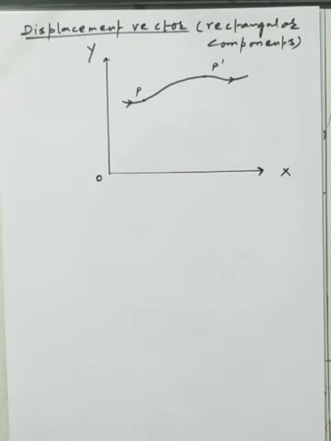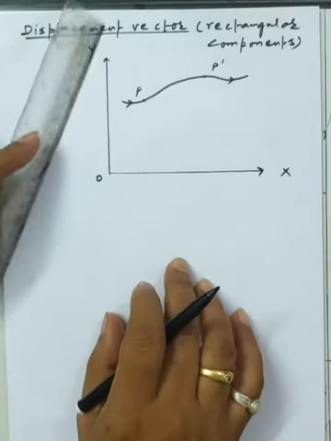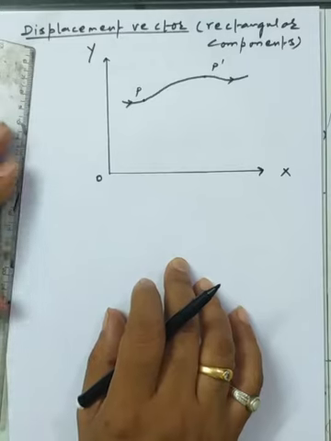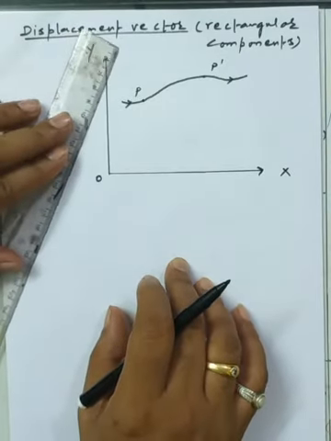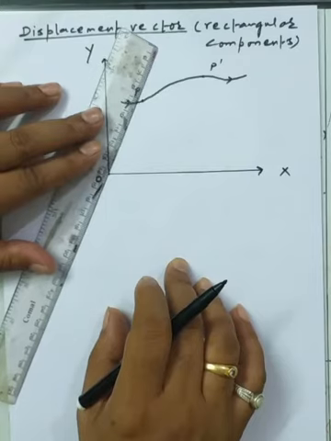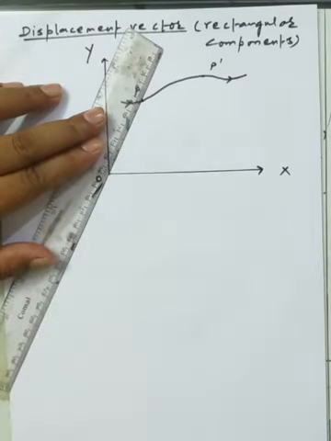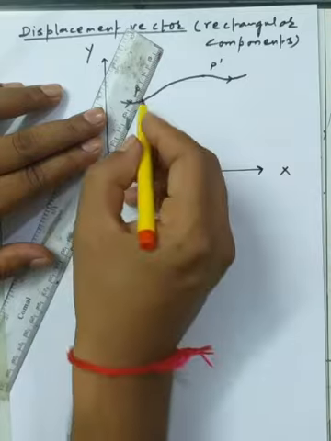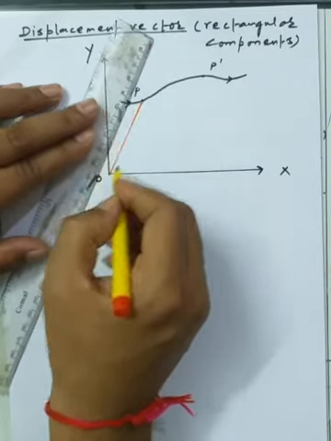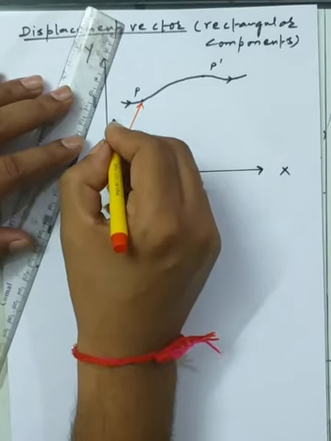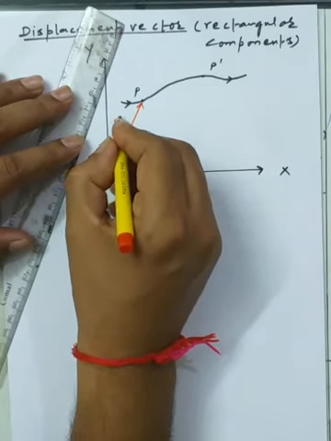Now, the displacement vector in the part of the rectangular components. Here I am assuming the motion of a particle in two dimensions, and I have assumed that the particle is moving along a curved path. Initially the particle is at the point P, and it has its position vector. Suppose this one is the r vector.